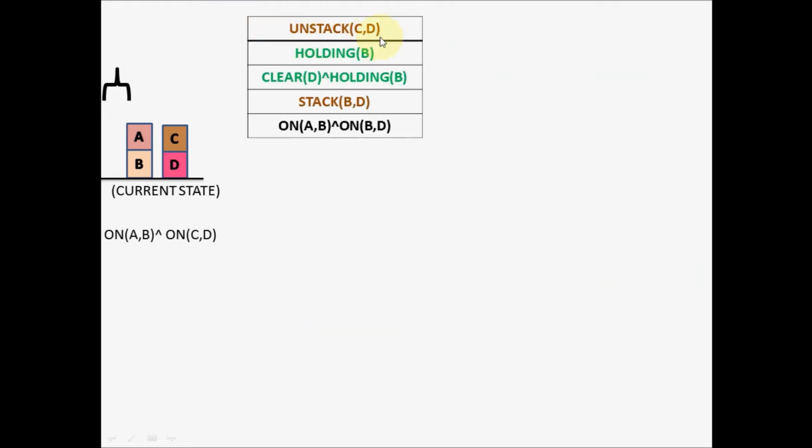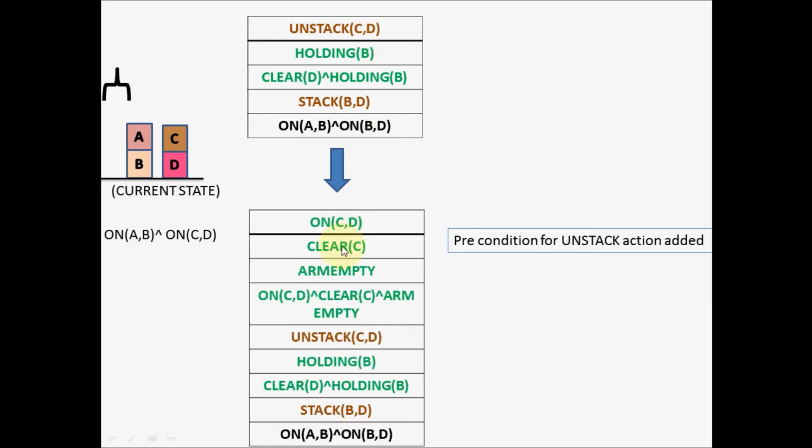So unstack C comma D. Now, for this unstack C comma D to be executed, all the preconditions of unstack C comma D should be true. So we load all the preconditions of unstack C comma D on top of this action. Now these are all the preconditions of unstack C comma D. The preconditions are: C should be on D, C should be clear, and the arm should be empty. Only then can you unstack C from D.